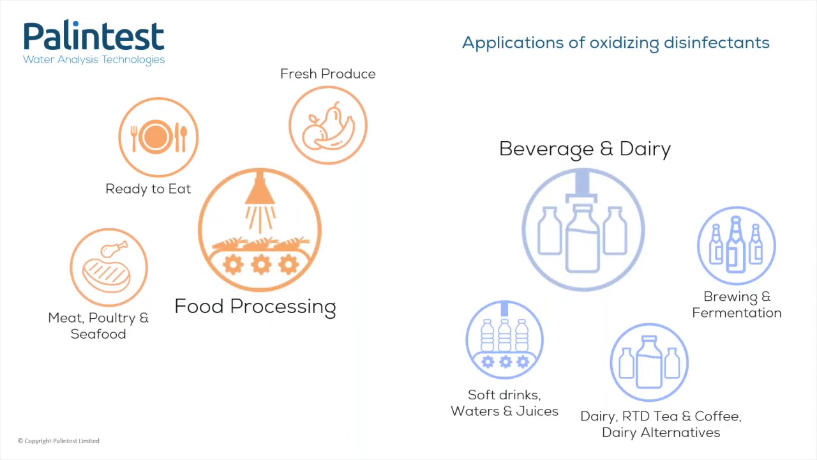And then in the beverage and dairy industry, there's a few different things. There's dairy alternatives and proper dairy: cow and, well, animal dairy, cows, goats, sheep. And then you've got soft drinks, waters and juices, which are usually bottled. And then brewing and fermentation, where there's a reaction that's happening generally in a bottle or in a cask. And you still need to keep an eye on the bacteria, especially when you're fermenting something.